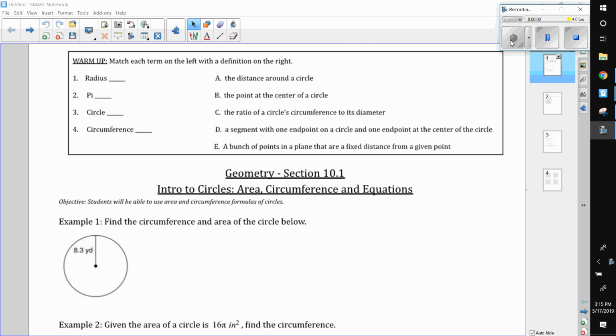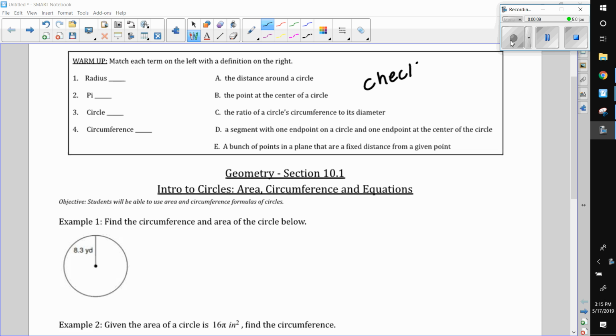Okay, the first thing that you should do is do the warm-up. Once you've done the warm-up, you want to check your answers with a partner, so someone else in class. Once you've done that, you can continue on. So you should pause to do the warm-up and then come back to do the rest of the notes.